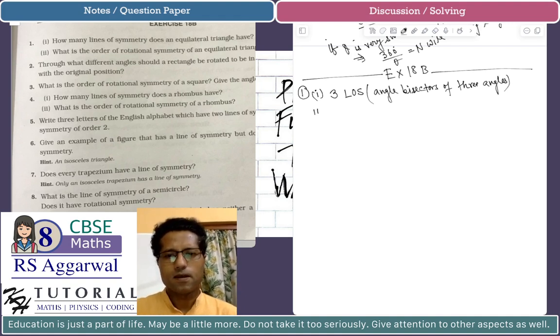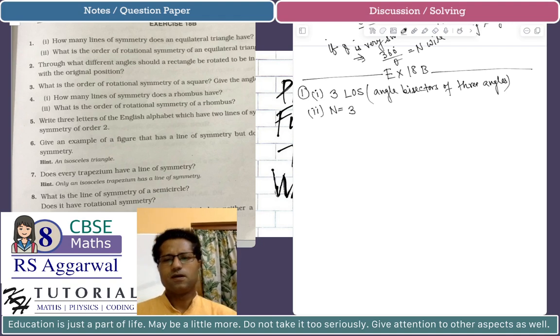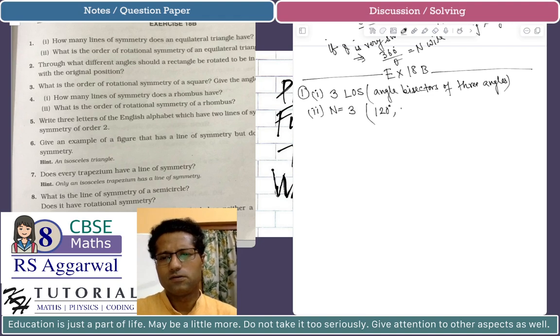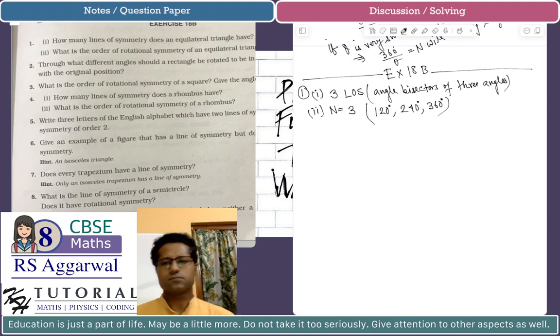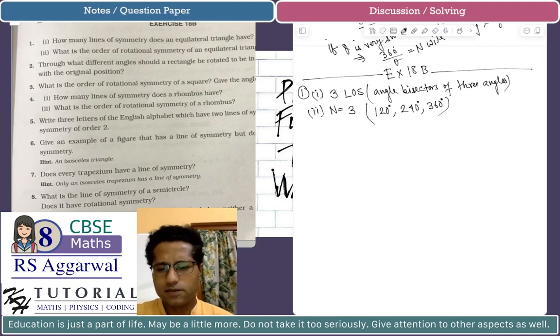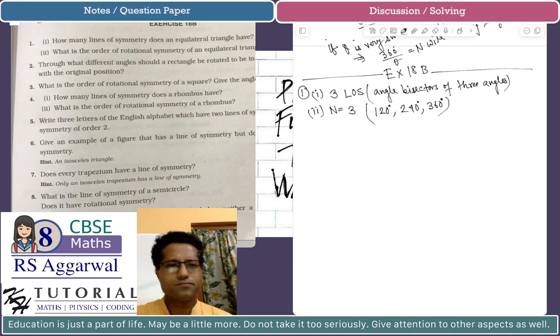Okay. And part 2 says, what is the order of rotational symmetry of an equilateral triangle? We have already discussed. n will be 3, and the angles of rotational symmetry are 120 degree, 240 degree, and 360 degree. From the angles of rotational symmetry, you will directly get the value of n, that is the order of rotational symmetry. If there are n angles of rotational symmetry, the order of rotational symmetry is n.